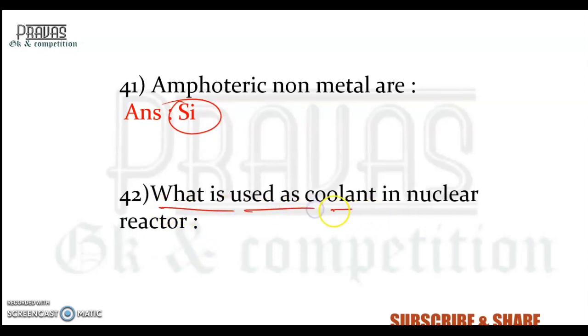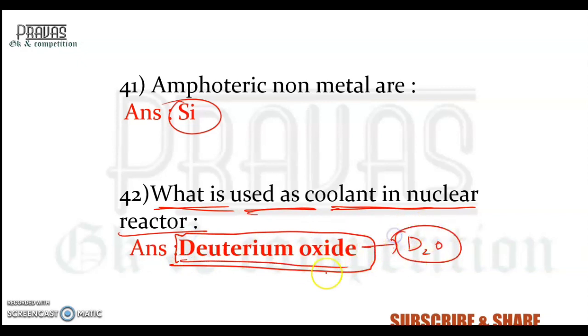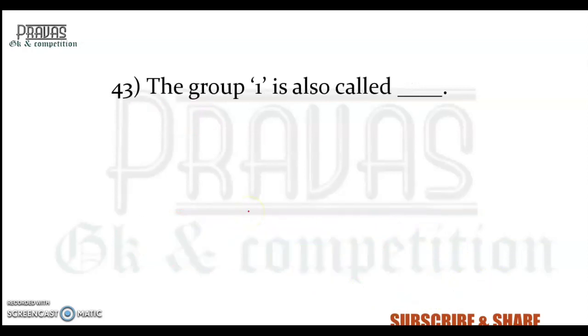What is used as coolant in nuclear reactor? And the answer is deuterium oxide. Deuterium oxide is used as coolant in nuclear reactor, and its chemical formula is D2O. It's also called heavy water.